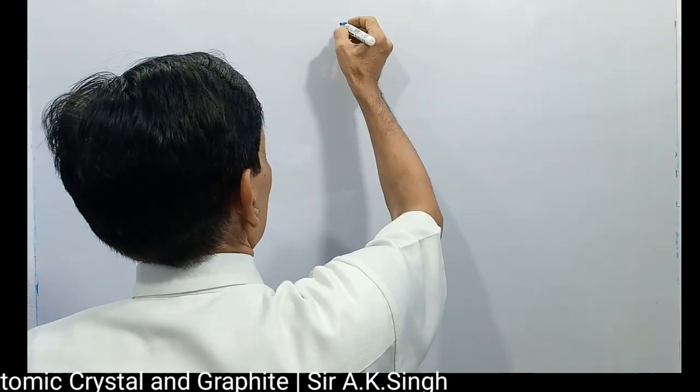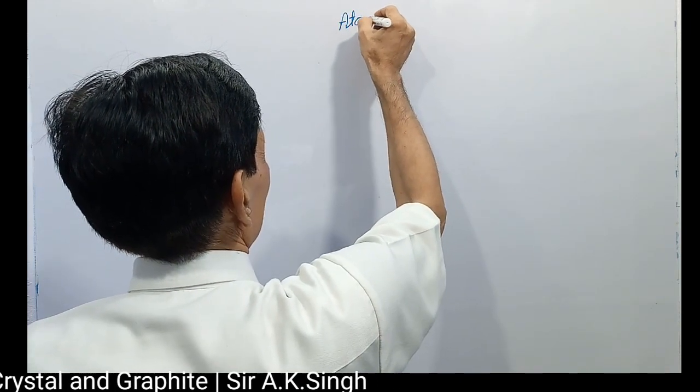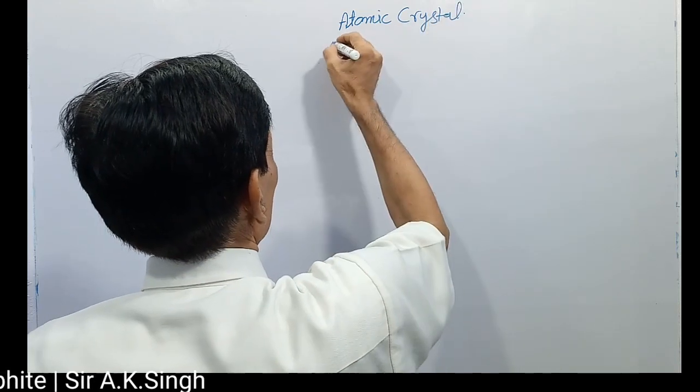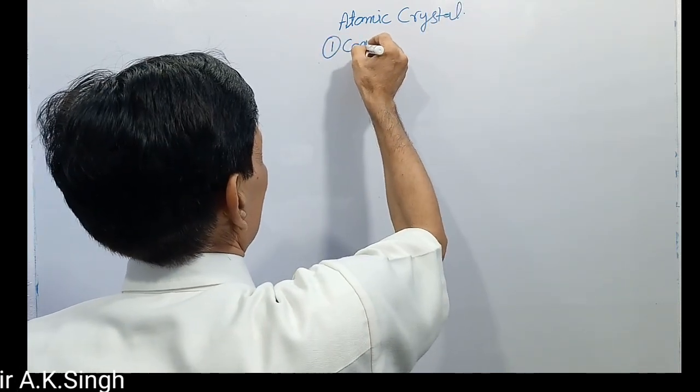Hello students, in this video you will find the fourth type of solid: atomic crystal, or covalent solid, or network solid. Three types, molecular solid, ionic solid and metallic solid, I have given you in the previous videos. Here, atomic solid, let us see atomic crystal point-wise. Atomic crystal, first point, the constituent particles.